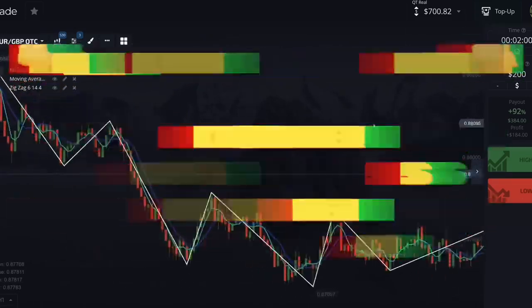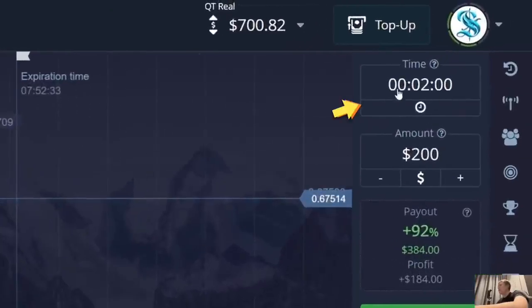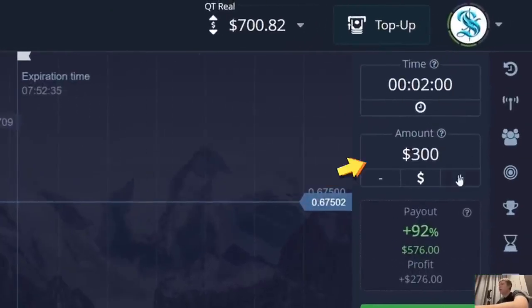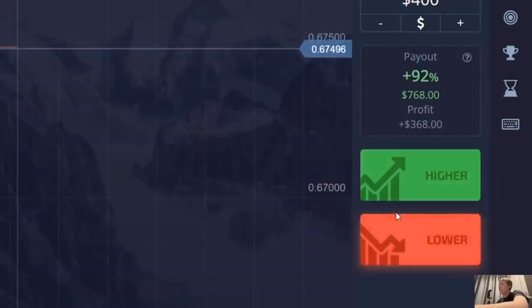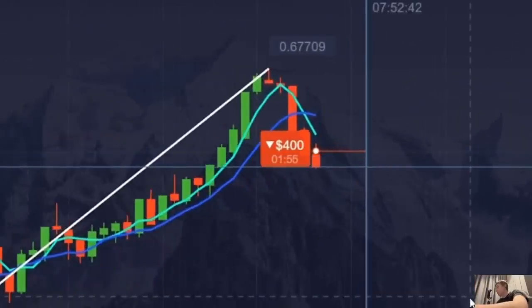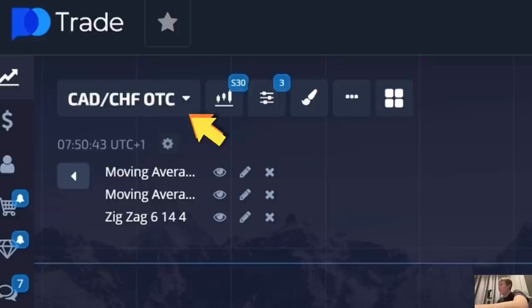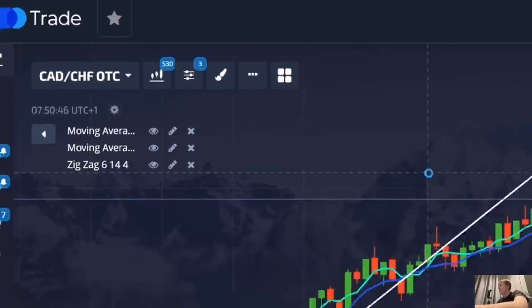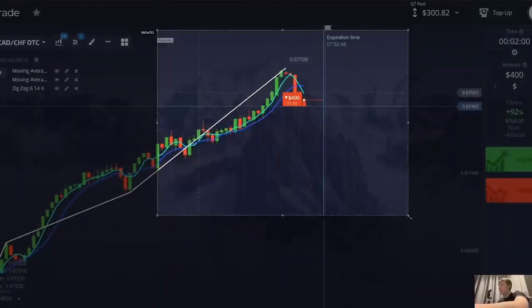Let's get started. Now I choose a timer time of 2 minutes, the amount is $400, and I press the red button to open my first trade. It's my forecast that the chart will decrease. For work, I choose a random OTC currency pair because you can trade with this strategy anywhere, at any time.